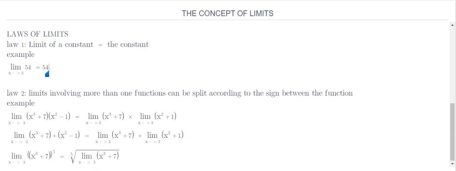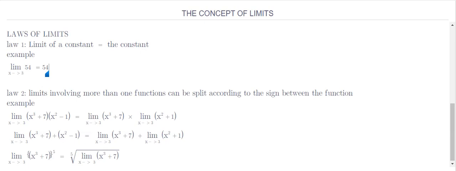The second law of limit is that limits involving more than one function can be split according to the sign between the functions. I've used a few more examples to illustrate that. The first example: limit as x tends to 3 of x cubed plus 7 times x squared minus 1. The sign between the functions, x cubed plus 7 and x squared minus 1, is a product. So we split it into two, whereby the first part is multiplied by the second part.